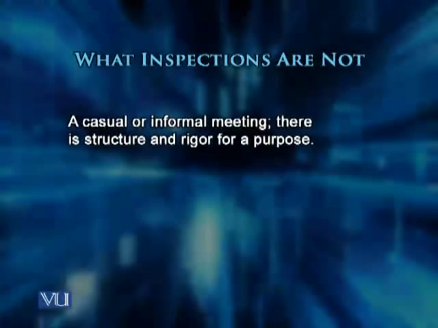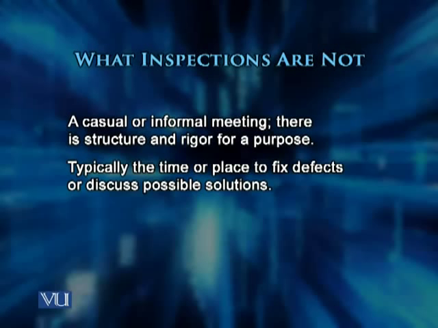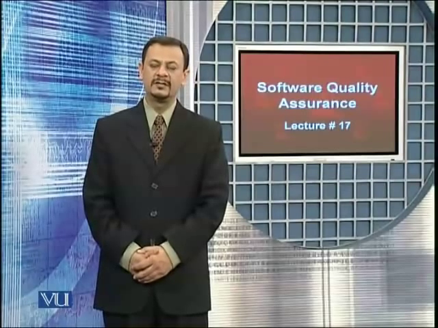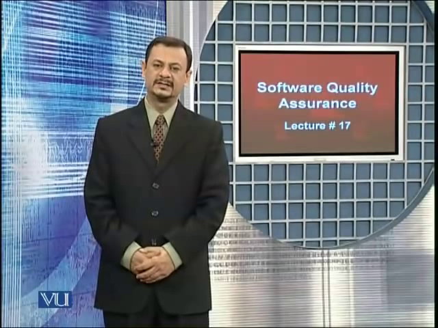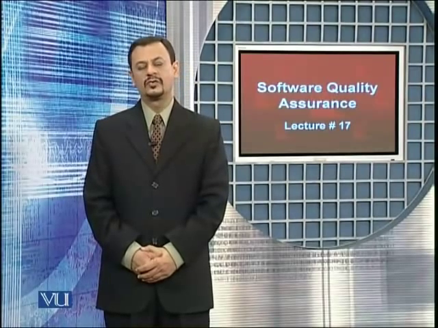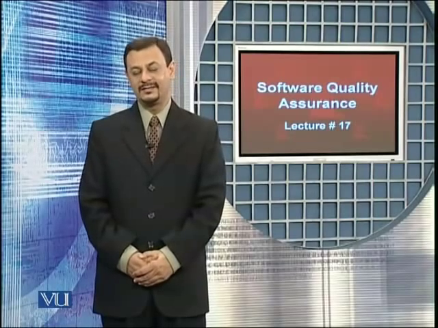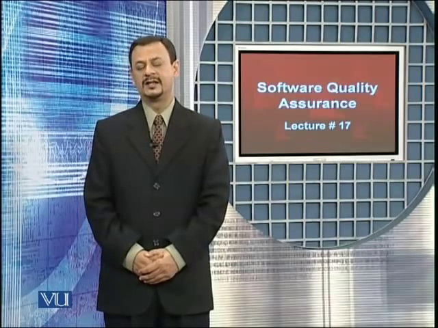A casual or informal meeting is also not an inspection. There is structure and rigor in software inspections, and that has to be maintained to achieve high effectiveness. Nor is it the time or place to fix defects or discuss possible solutions. As we had said before, the most important single reason for holding inspection meetings is to find defects. We don't try to discuss solutions or fix defects in an inspection meeting.